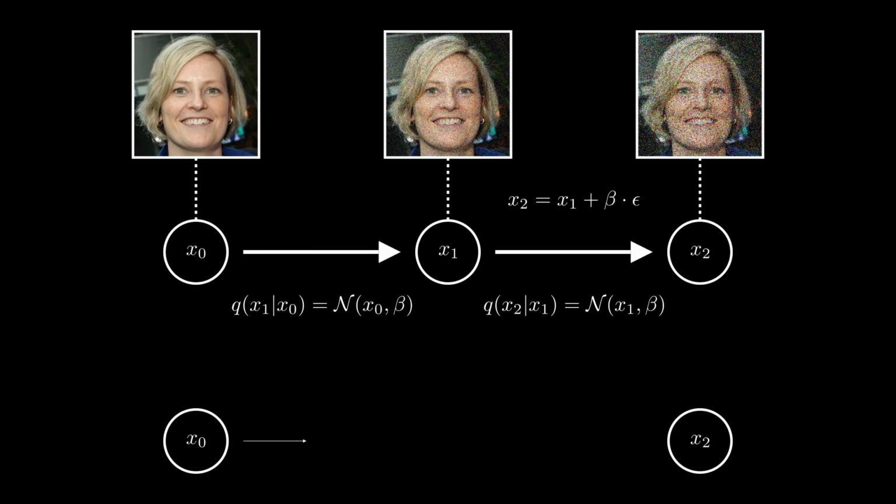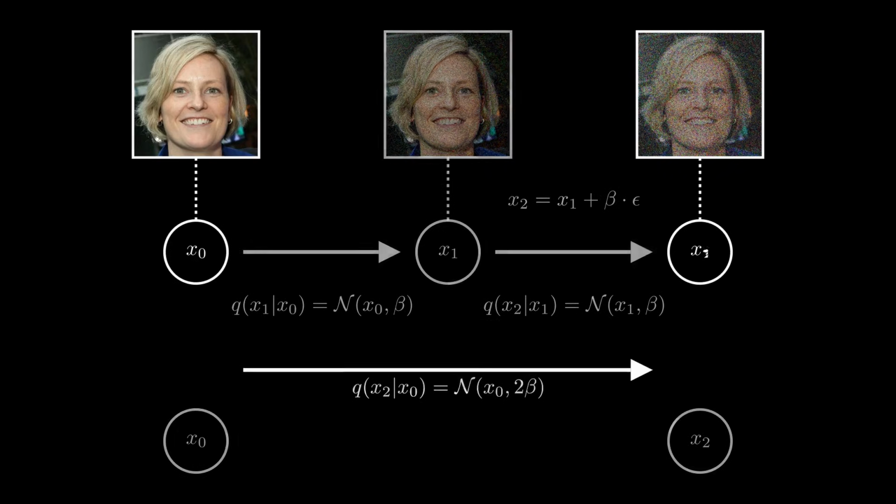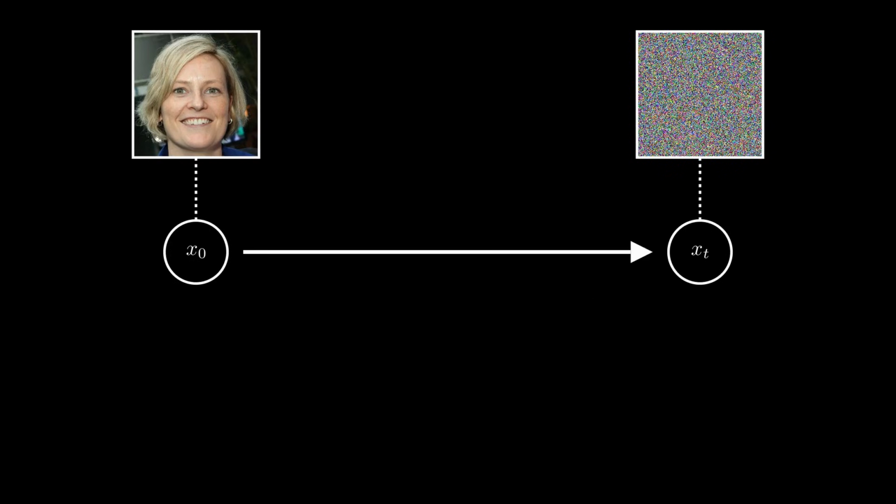Now, since we just sum the noise terms, we can go straight from x0 to x2. We created x2 by adding twice as much noise, which is the same as sampling from a Gaussian centered on x0 with variance 2 beta. Now we keep repeating this process step by step until we reach the time step t.